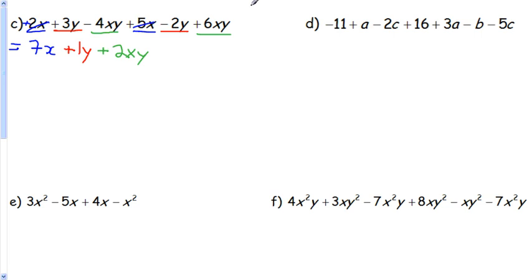So those have been combined, and that's as far as we can go in terms of simplification. Like I said, this 1 doesn't have to be written, so we can do another line where we don't write the 1, but that's pretty much it.